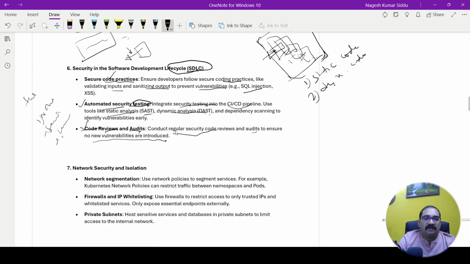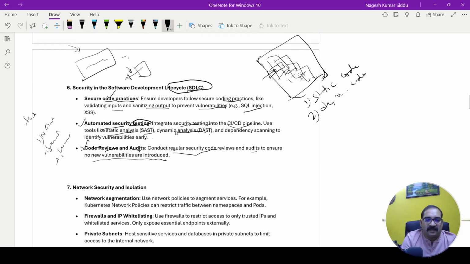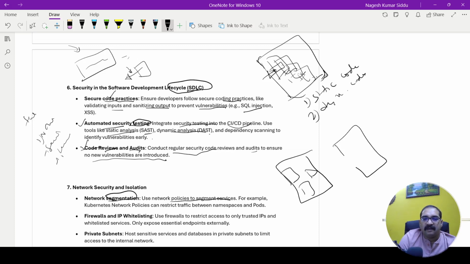We'll see the next one, which is network security isolation. So here we will see segmentation of the network. We use network policies to segment services. What we mean by that is, suppose these are some microservices in one network, and I have another network where I have some more microservices. If we don't need any connectivity, we need to have proper policies to segment them separately. So Kubernetes network policies can restrict traffic between namespaces and pods.